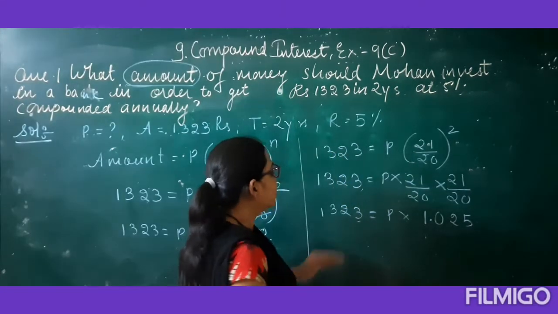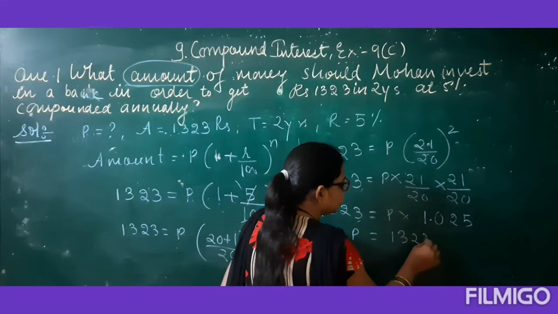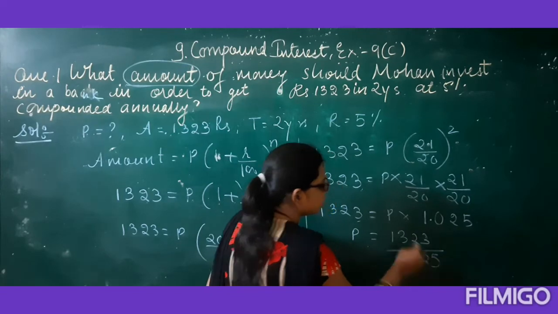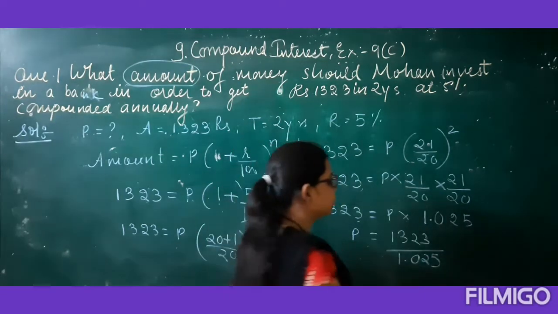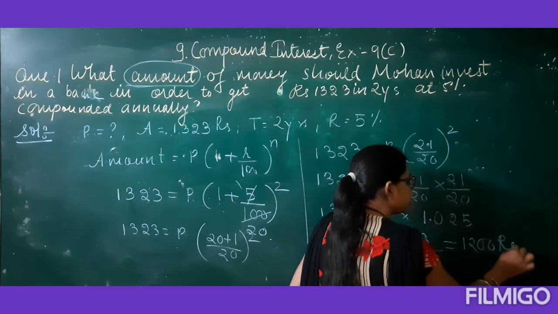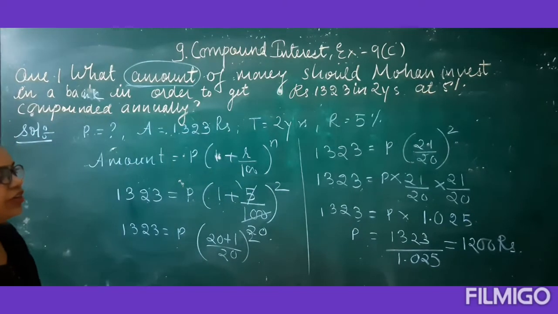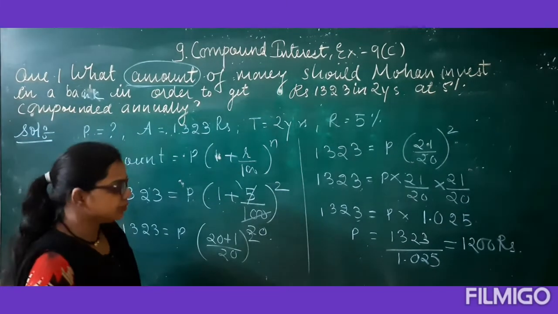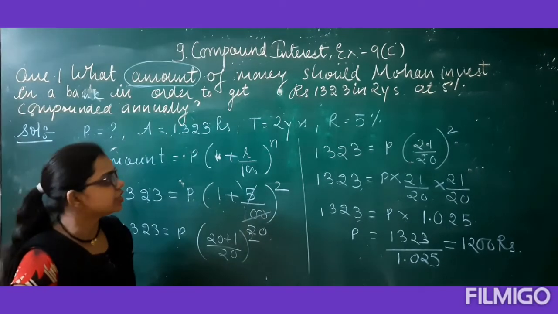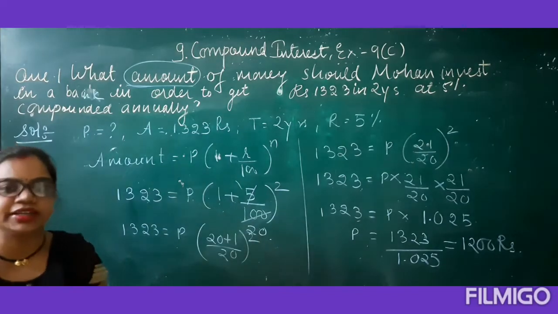When you multiply these two you will get 1.1025. From here you will get principal is equal to 1323 divided by 1.1025. On solving this you will get the principal as 1200 rupees. So what amount of money, what principal, will he invest? He will invest 1200 rupees, so he will get the amount of 1323 rupees in 2 years at 5% rate.